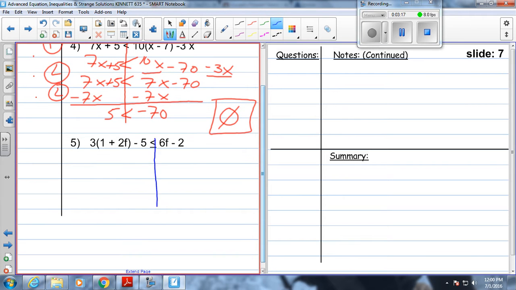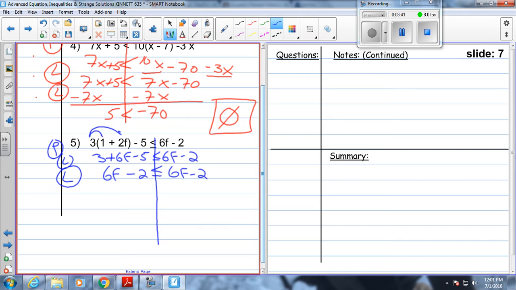We have our inequality there. We're going to distribute. And we get 3 plus 6f minus 5 is less than or equal to 6f minus 2. And then we're going to have to combine like terms there. We do have some, so we're going to have 6f minus 2 is less than or equal to 6f minus 2. Again, you may visually start seeing we have the same terms on the left and the right side here. And our final line, negative 2, is less than or equal to negative 2.